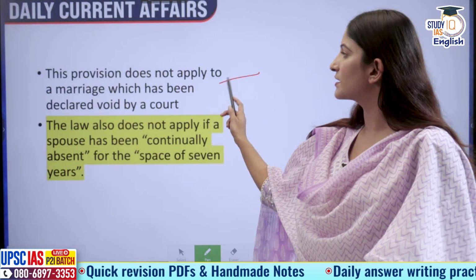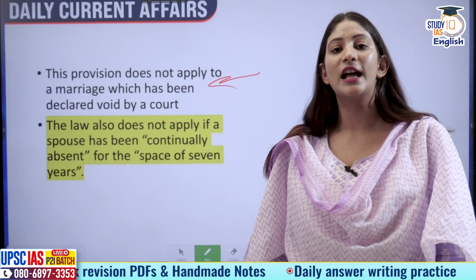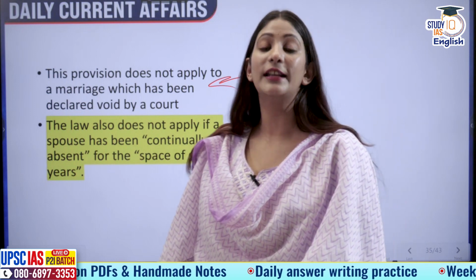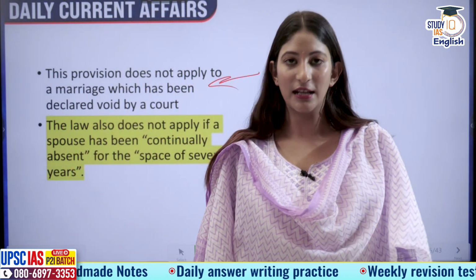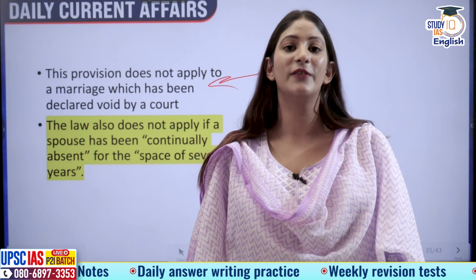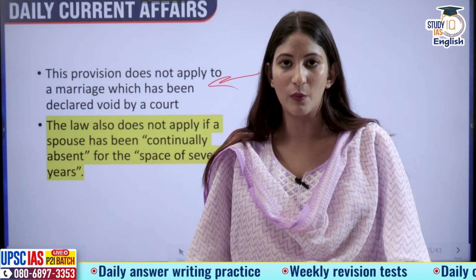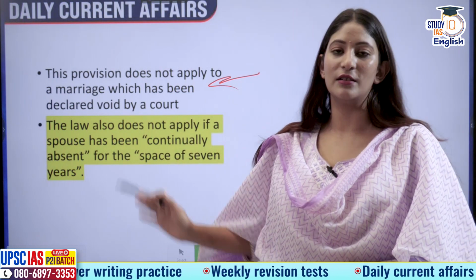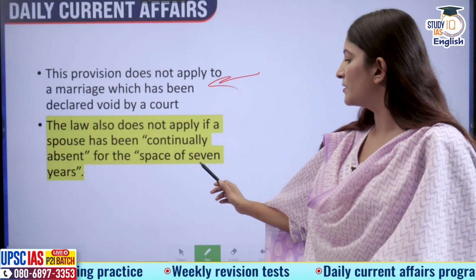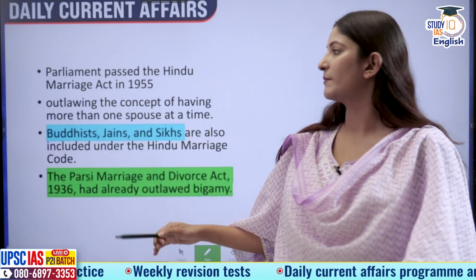This provision does not apply to a marriage which has been declared void by the court. That means child marriages. Also, if the partner in the marriage has remained physically absent or we do not know their whereabouts for 7 years, then also the person can marry. So this is an exception.